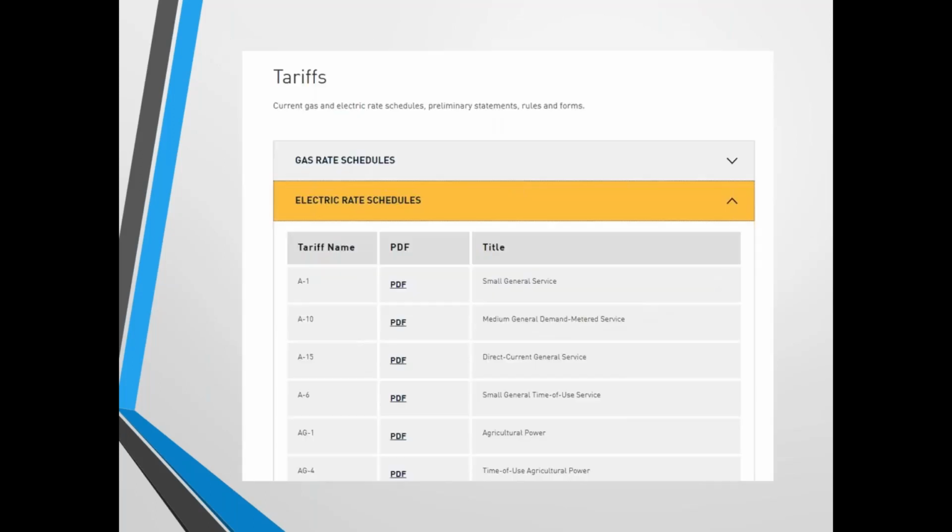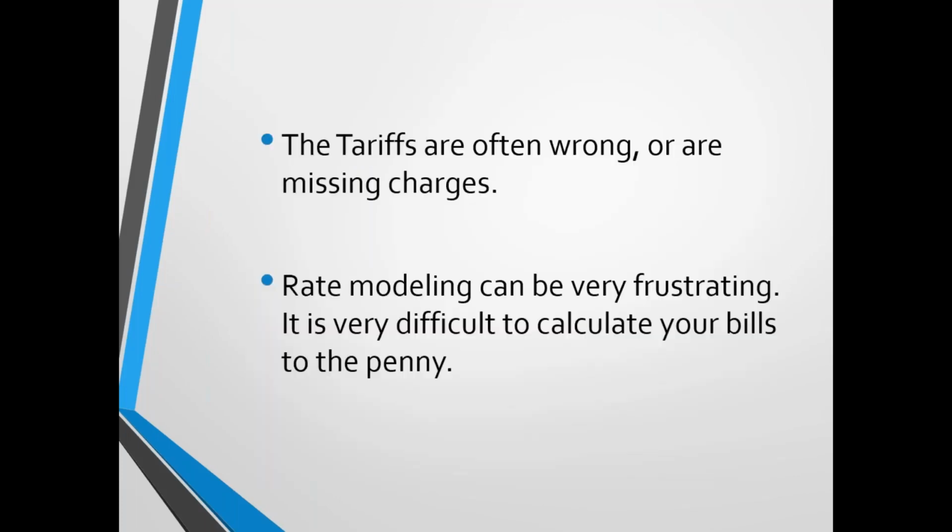So we're here to talk about tariffs. The way I go about modeling rates is first you go online and you look up the utility. I usually type in the word tariff book. It seems to work for a lot of utilities. They seem to call it tariff book. And so then you'll get something like this with all the electrical rates or gas rates. The tariffs often, when I say they're wrong, the dollar amounts are usually right. It's just that they're missing things. Or maybe it's in a different section.